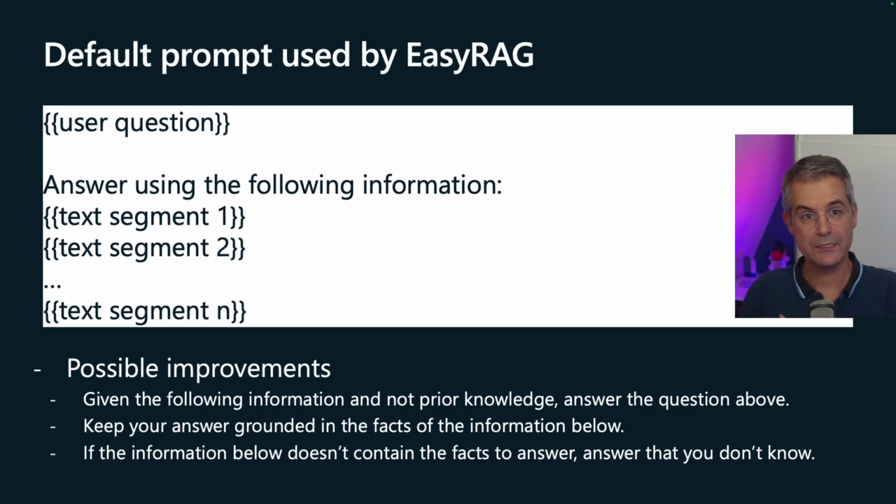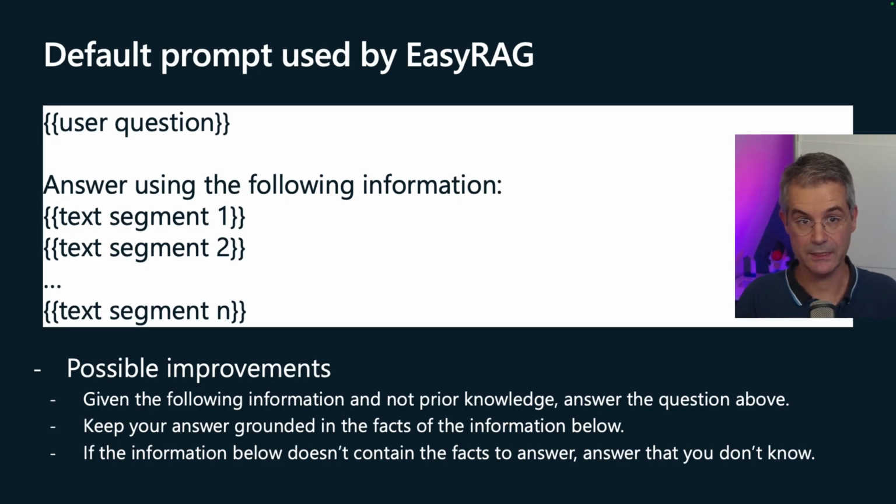When you do RAG, what we just said is that you have the user question and you augment it with some text information from our vector store. That's how it works by default with EasyRAG from LangChain4J. So this is the prompt that we have by default. You've got the user question, then there's "answer using the following information," and then you've got those text segments.